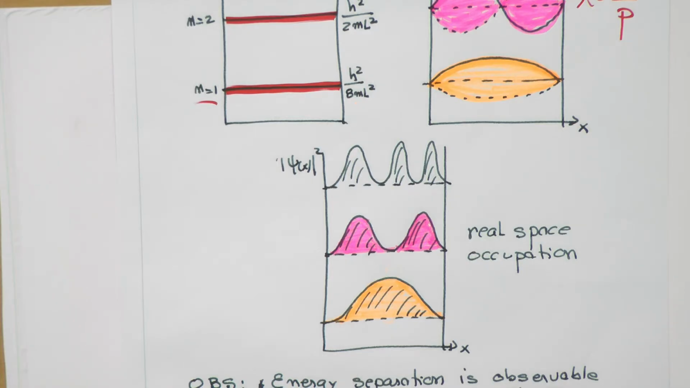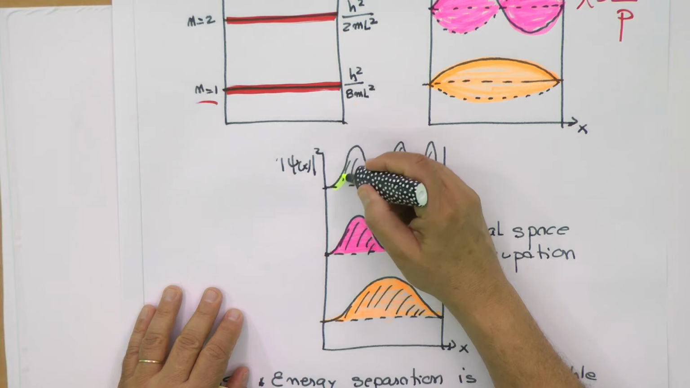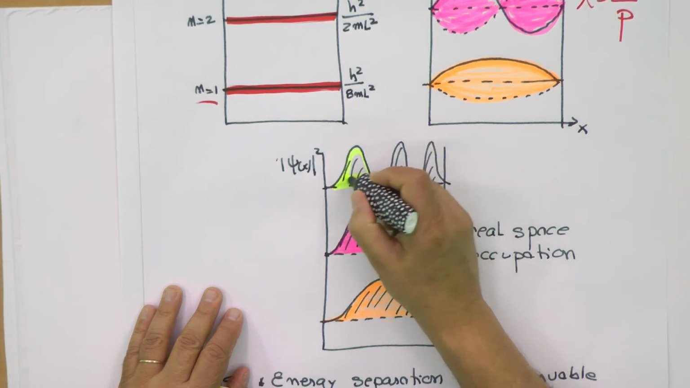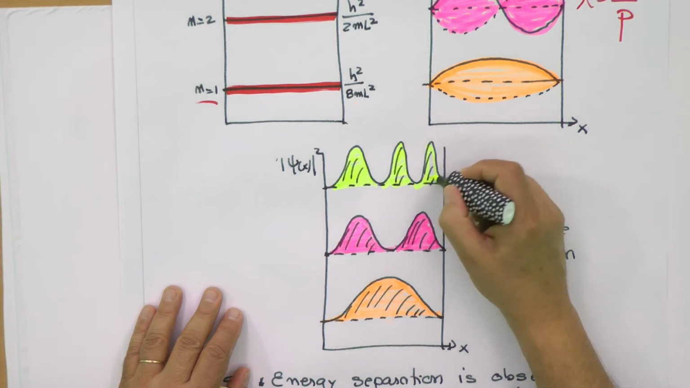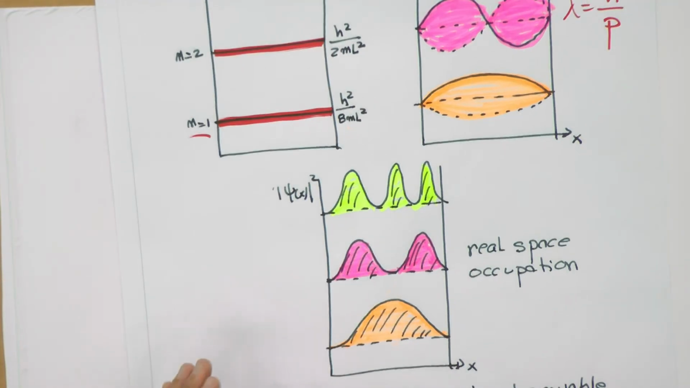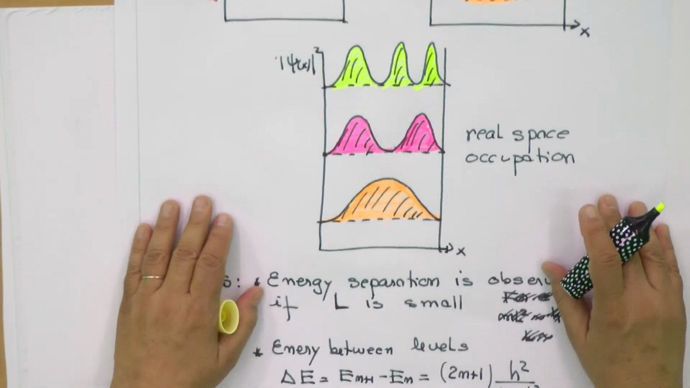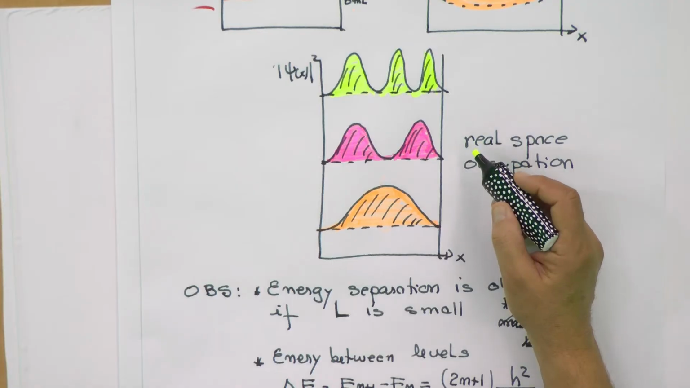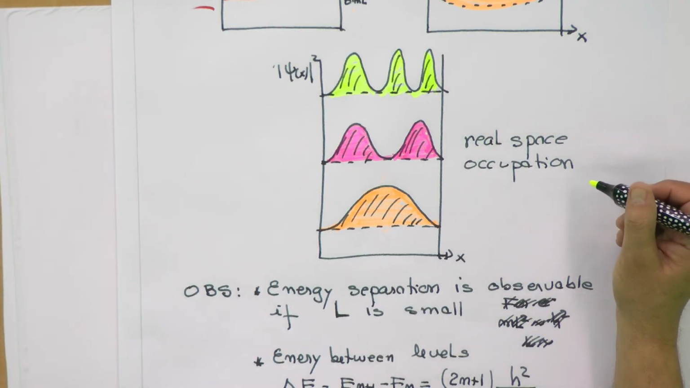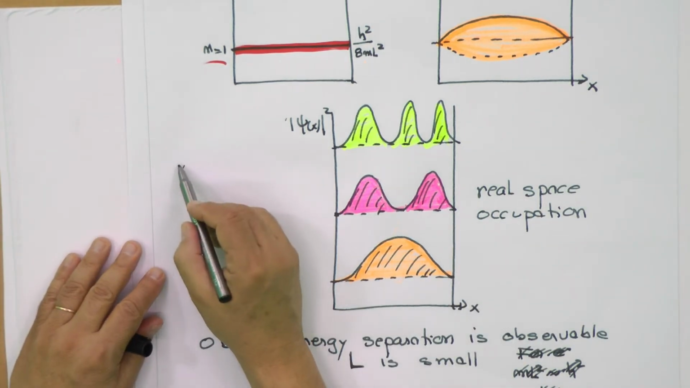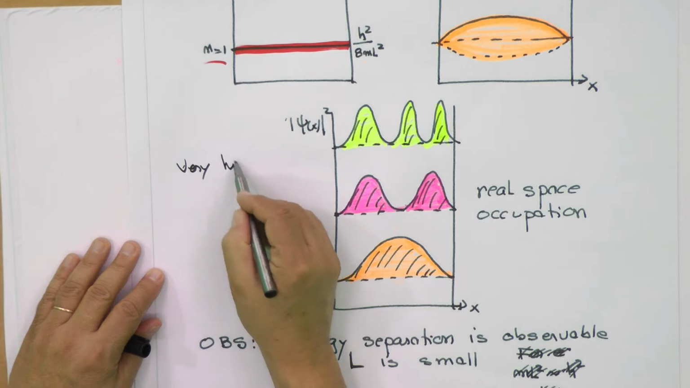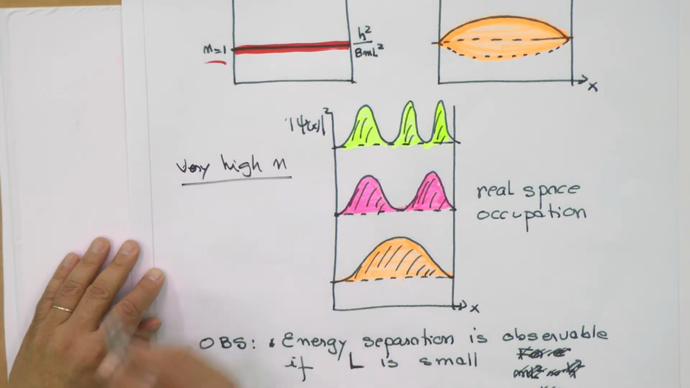And further, if I go to the third state, the probability distribution of finding the particle in the box goes like this. You see that as I increase the energy, the number of those lobes will increase and increase and increase. If I go to a very high quantum number, here I'm going to represent very high n. So a very high quantum number.